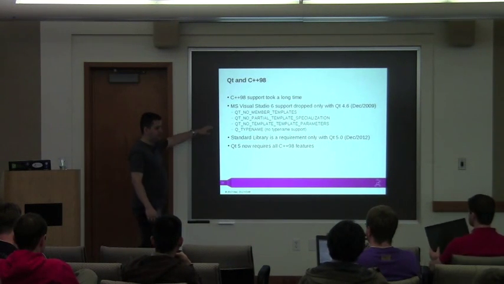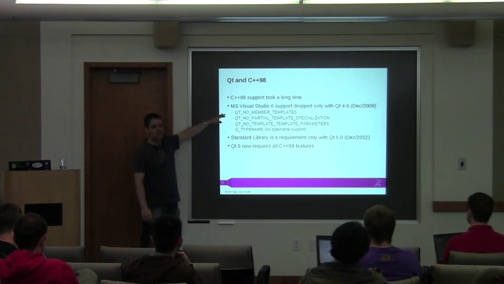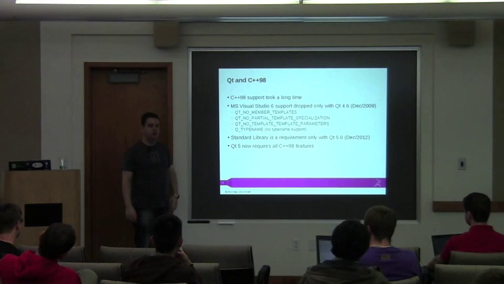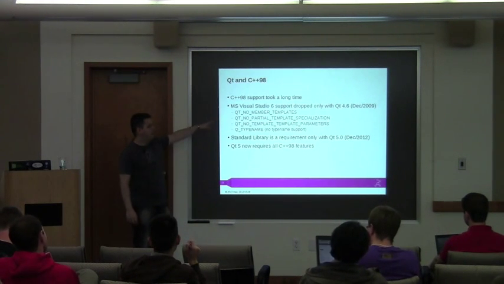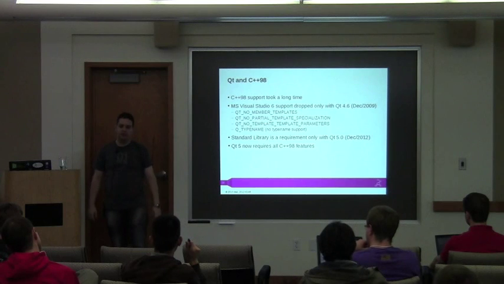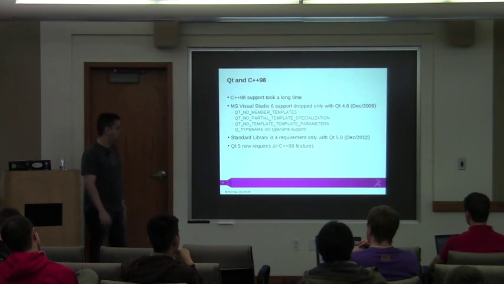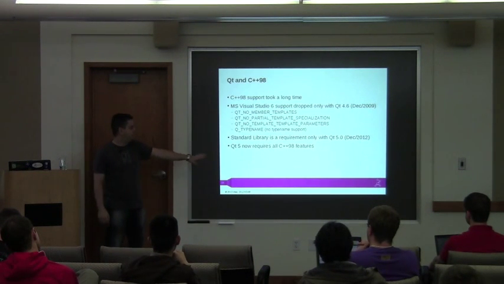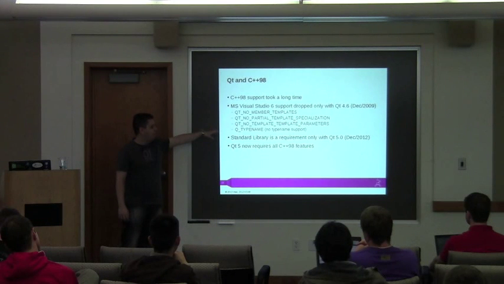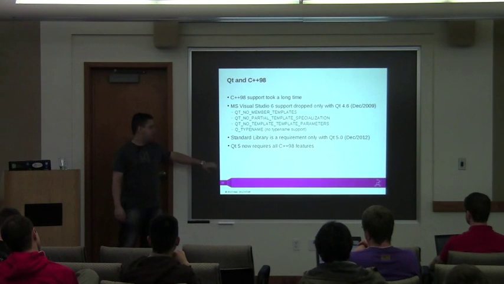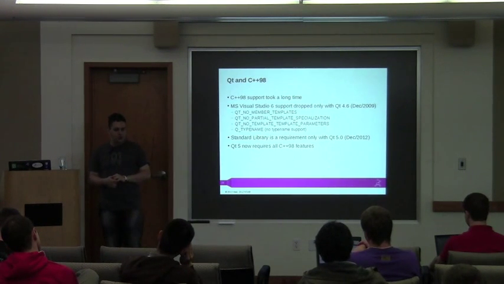It did not support C++98, so we did not have member templates. All member templates we had in Qt were ifdefed out for Visual Studio 6. No partial template specialization, no template template parameters. It even did not have the typename keyword. So all of these things we had to work around, and it's only recently that we got rid of those. That was the last compiler, by the time of 5.0, that had these missing features. Everything else we support today has the C++98 features.